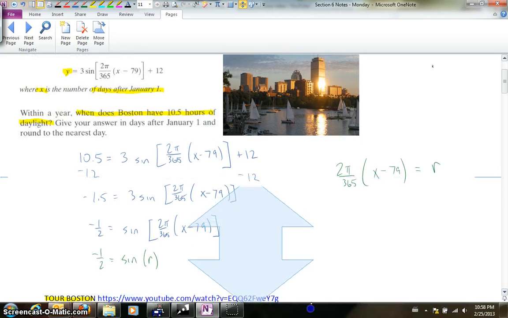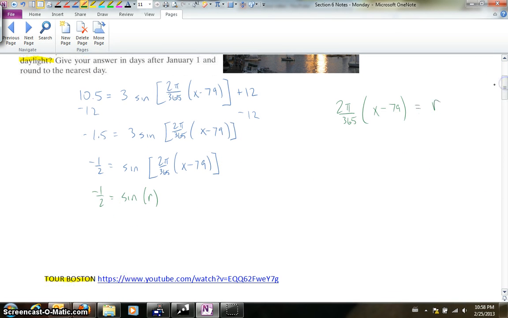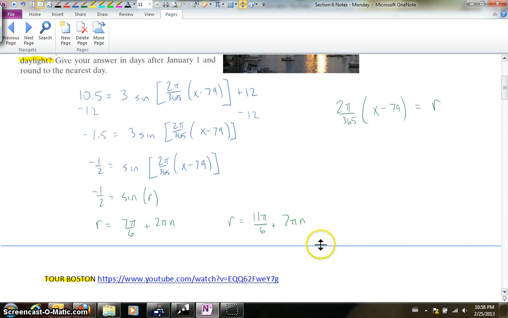Well, angles that have sine equal to negative 1/2, r would equal 7 pi over 6 plus 2 pi n. And the other one is r equals 11 pi over 6 plus 2 pi n. And then, I don't know, I'm a little stumped here.